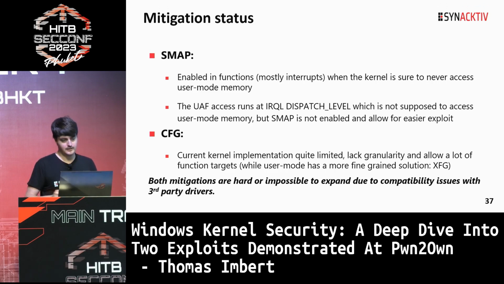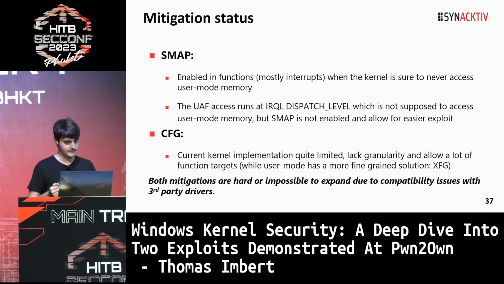Also, there are more mitigations that could break the exploit, but are not enabled on Windows or are not powerful enough, like SMAP, to block access to user mode memory in the kernel. This is not enabled on most of the code, because the kernel can access user mode memory at any time. It could read the PEB, read the TEB, or read the user parameters, and so this is not enabled.